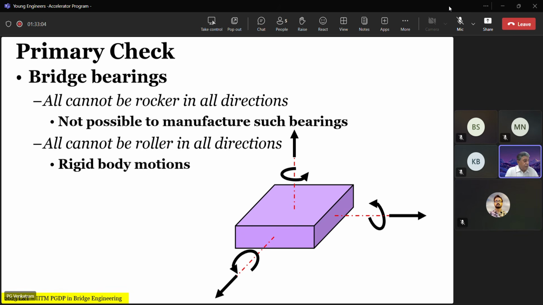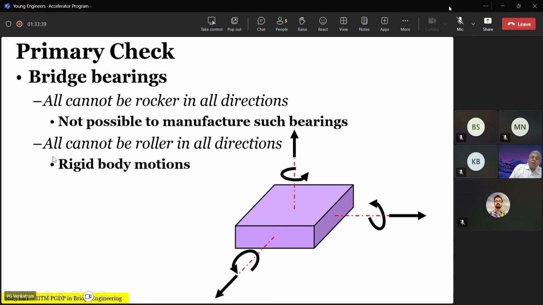Okay. Now, when it comes to bearings, what are the primary checks that you must remember? You cannot have rocker in all directions. It's not possible to manufacture. Remember, rocker means it is allowing rotation. Remember, rocker bearing is different from elastomeric bearing, pot and PTFE. When you use the word rocker bearing, it allows only unidirectional rotation. So you cannot possibly have rocker in all directions. So be careful about it whenever you use the rocker bearings. It is not possible to manufacture such a bearing.